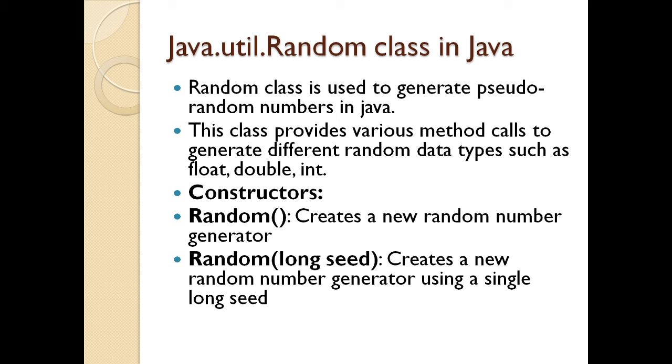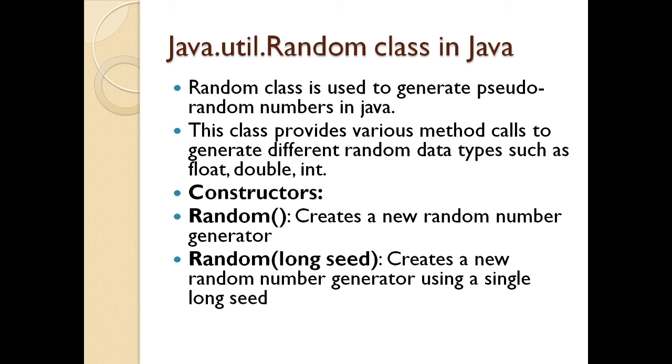It is used to generate pseudo random numbers in Java. This class provides various methods to generate different random types such as float, double or int. Now what are the constructors? You have Random(), which creates a new random number generator. Then you have Random(long seed). It will create a new random number generator using a single long seed.